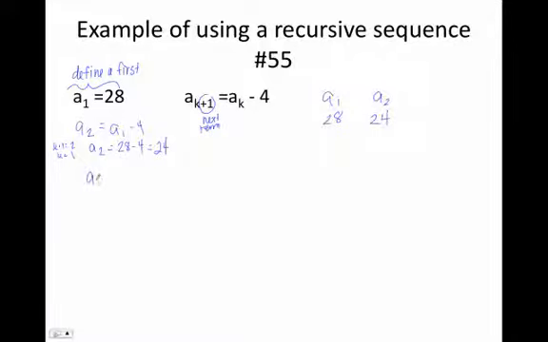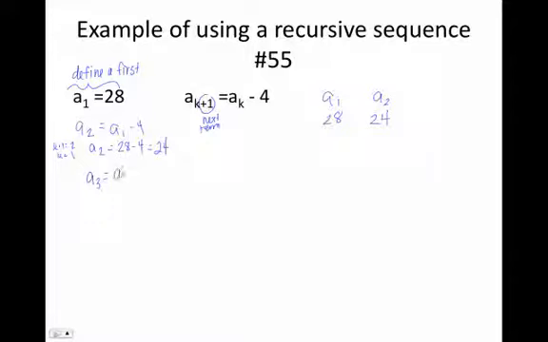And then a sub 3, what I would have to do for a sub 3 is take my a sub 2, 1 less, right? Here's the next one. Here's my next term, so I'd have to take the term previous to that. So a sub 2 minus 4, which would have been equal to 24 minus 4. So here I'm going to get 20. Again, once you identify what that pattern is saying, go ahead and fill in the rest.